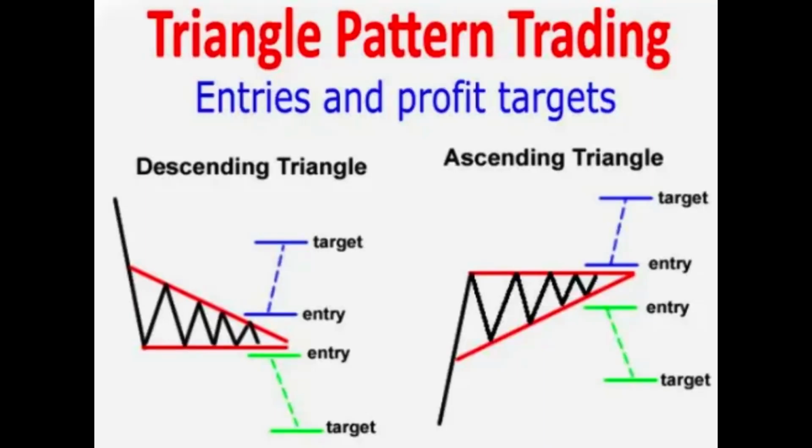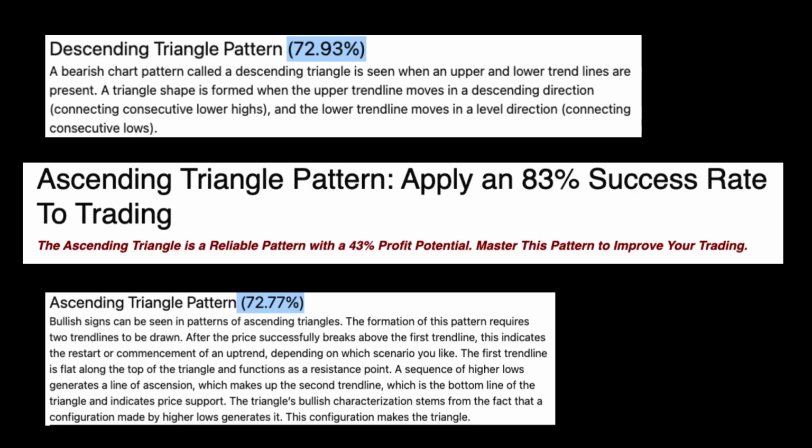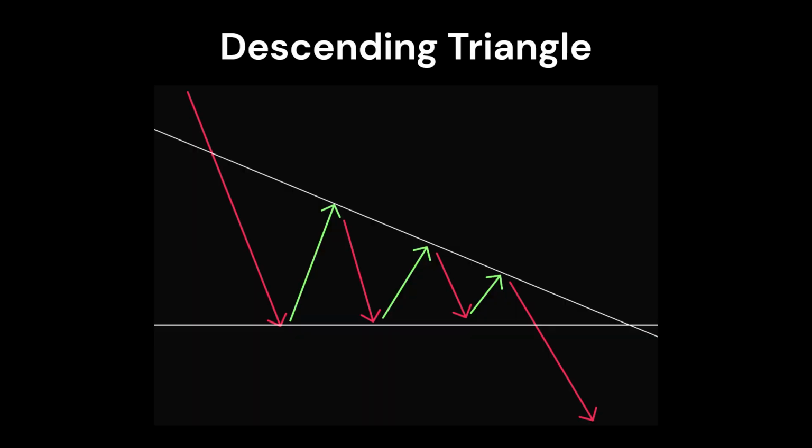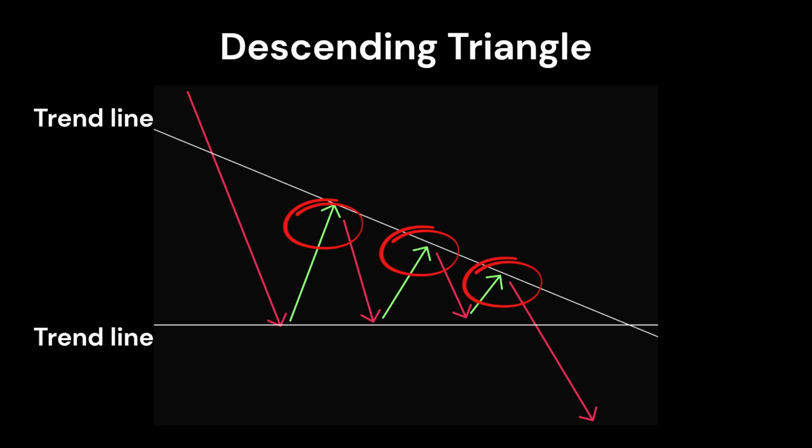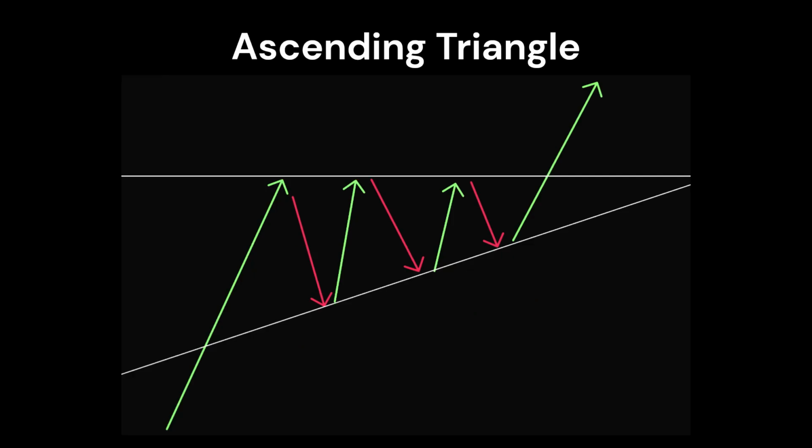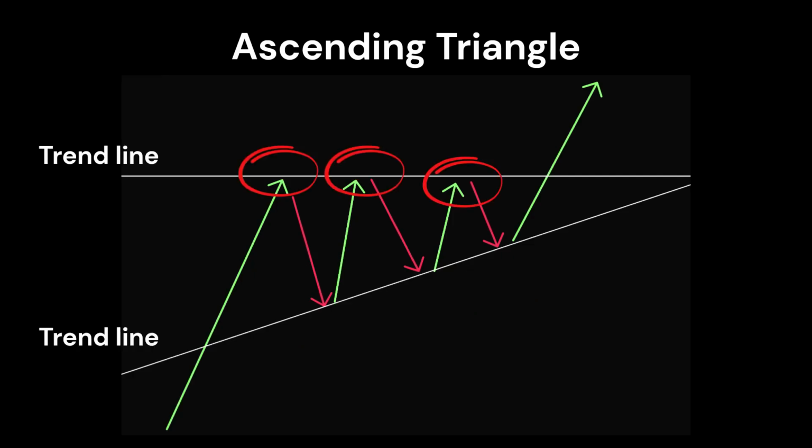Moving on to the next chart pattern, we have the triangle chart patterns, including the descending triangle and ascending triangle. These patterns claim to have a success rate of about 85%, with an average price change of 40%. Descending triangle patterns are formed when one trend line connects a series of lower highs and a second horizontal trend line connects a series of lows. In contrast, ascending triangle patterns are formed with a horizontal line drawn along the swing highs and a rising trend line drawn along the swing lows.